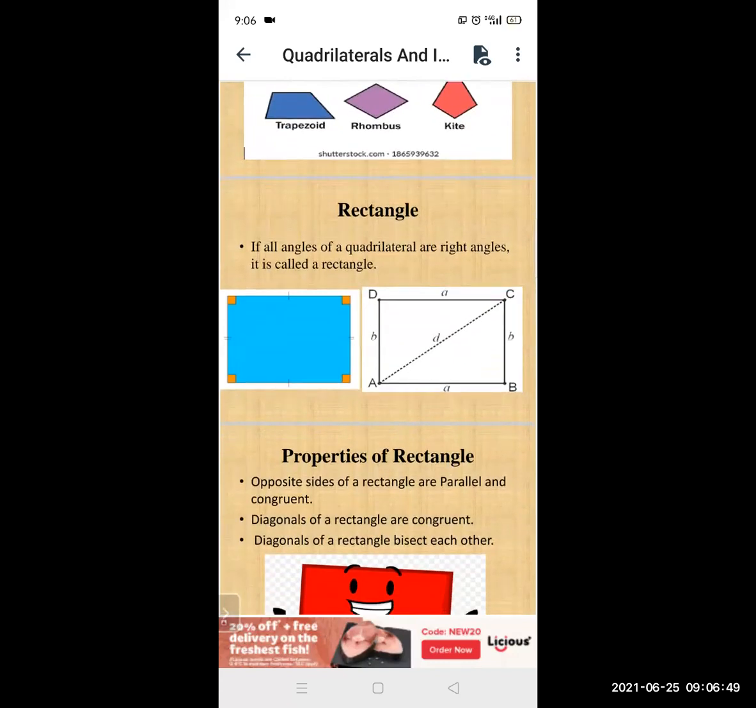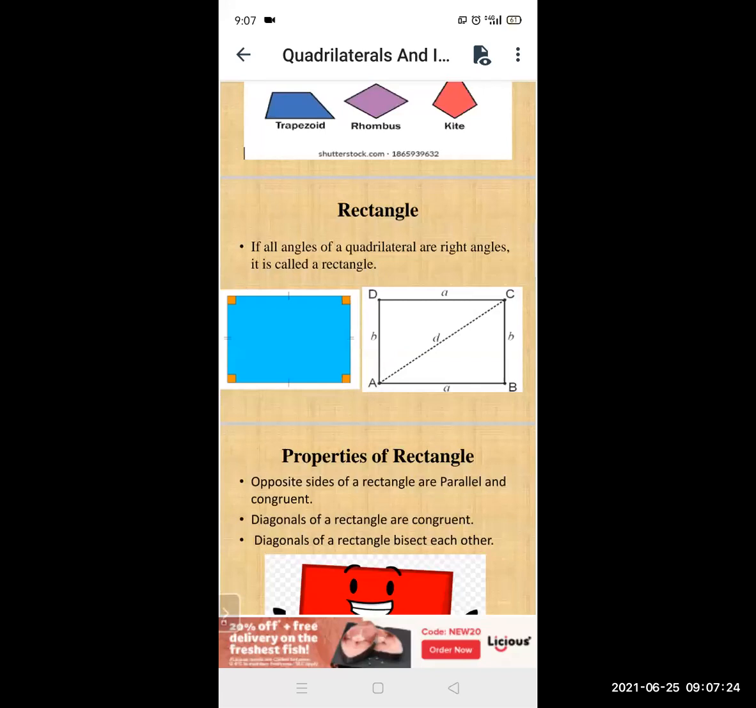So what is a rectangle? If all angles of a quadrilateral are right angles, it is called a rectangle. Quadrilateral means a closed figure formed by 4 sides. If it is formed by 4 sides and all the angles are right angles, meaning 90 degrees, then that closed figure is called a rectangle.